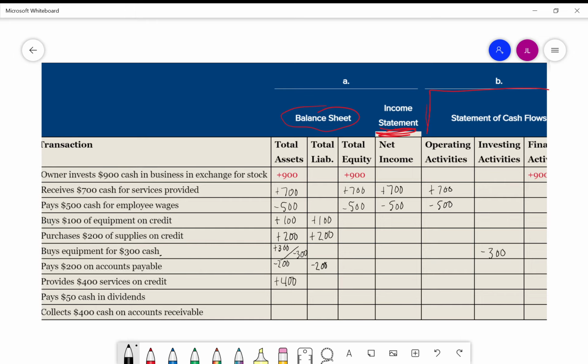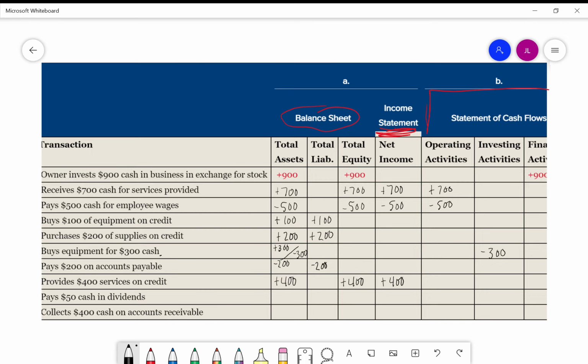Okay. Now, this is a revenue. We provided something for revenue, so our equity is going to increase as well by 400. We will also see on net income, this will increase because this is a revenue. But we didn't receive cash, so we don't do anything in cash flows.